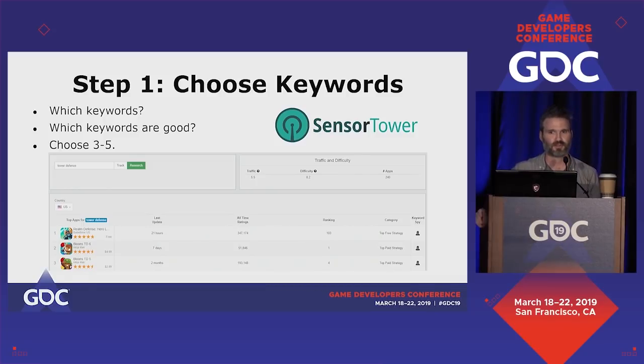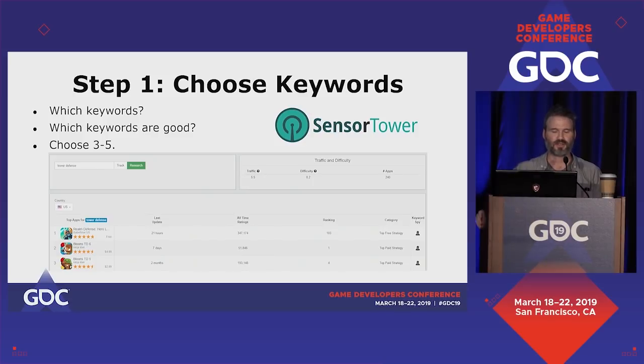So from a common sense perspective, if you have a tower defense game, there's a pretty good chance that you want two of your keywords to be tower and defense, tower defense combined. I know it's a shocking revelation, but those are some keywords that you should chase after. Figuring out which keywords are good is a whole other matter entirely, and this requires quite a bit of trial and error.